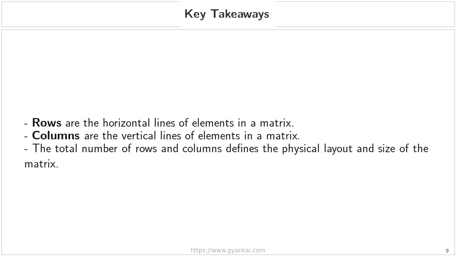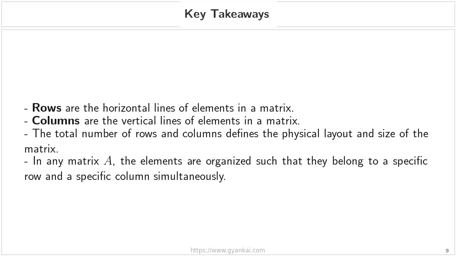The total number of these rows and columns is what defines the physical layout and the overall size of the matrix. This is why, as we noted in the previous slide, the order of counting is so important, always identifying the rows first and the columns second. Finally, in any matrix, which we can refer to as matrix A, the elements are organized such that they belong to a specific row and a specific column simultaneously. This means every single value has a unique address based on its vertical and horizontal position, a concept that will be very important as we move forward into more complex matrix operations.